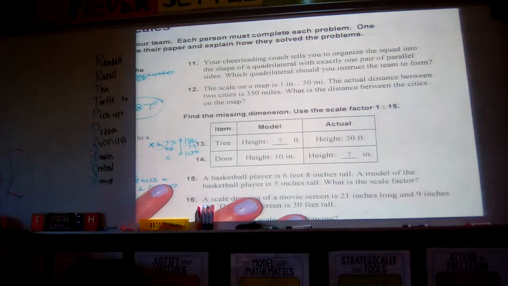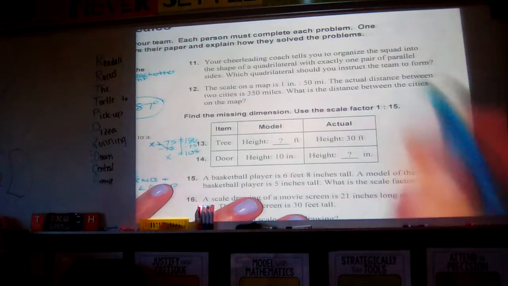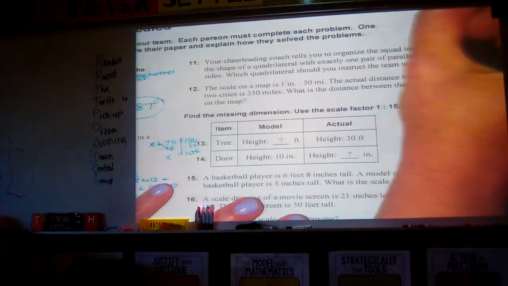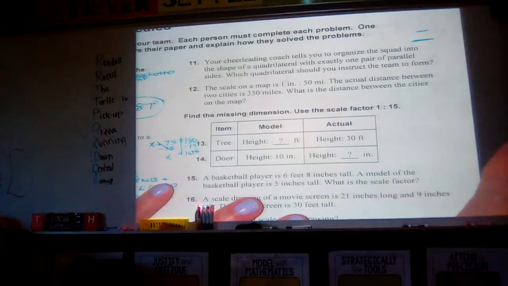So quadrilateral meaning 4. It's a shape with 4 sides. We are looking for a shape with 4 sides with exactly 1 pair of parallel sides. Parallel meaning that the lines will never intersect. They stay the same distance apart forever and ever. If I'm thinking of my quadrilaterals, I can think of my parallelogram. Those are all parallel sides. I can think of my rectangle and my square. Those are all parallel sides.